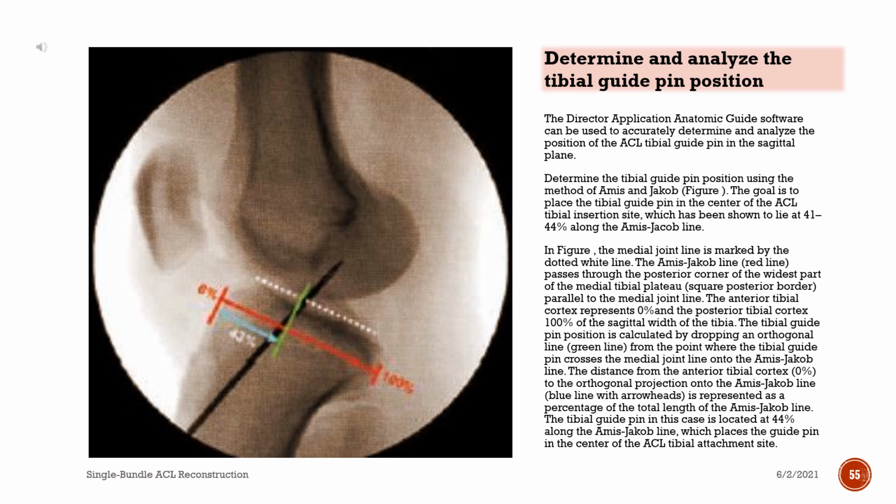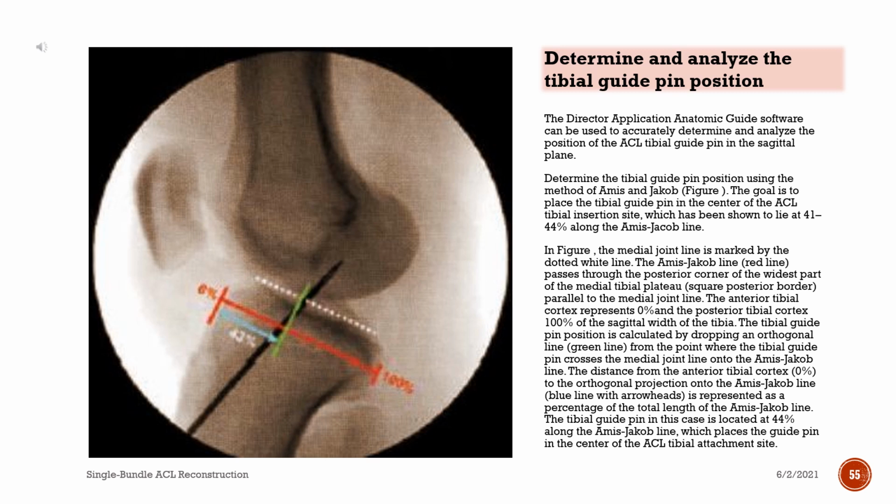In the figure, the medial joint line is marked by the dotted white line. The Amis-Jakob line, red line, passes through the posterior corner of the widest part of the medial tibial plateau, square to the posterior border, parallel to the medial joint line. The anterior tibial cortex represents 0% and the posterior tibial cortex 100% of the sagittal width of the tibia.